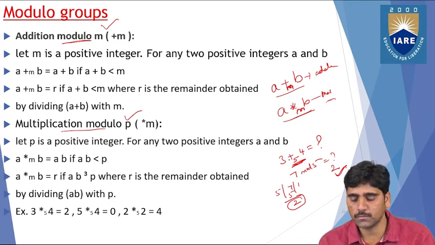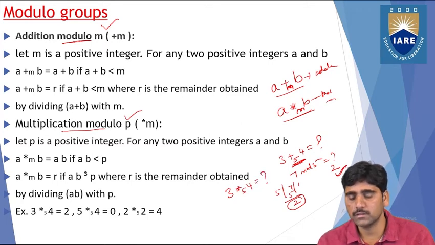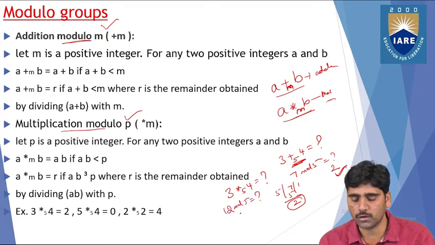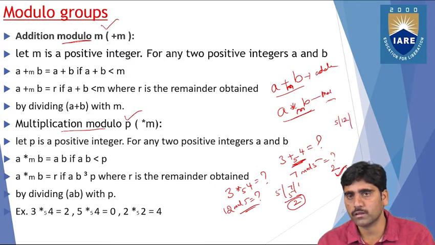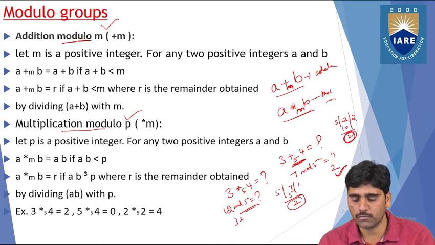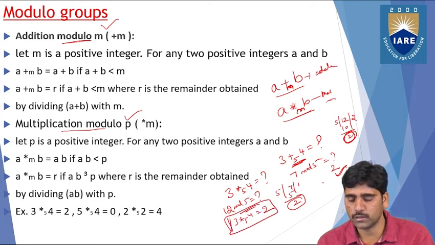And for the multiplication modulo, suppose it is given as 3 star 4 modulo 5. Then 3 into 4 is 12. What is 12 modulo 5? You divide 12 by 5: 5 twos are 10 and the remainder is 2. So 3 star 4 with respect to 5 equals 2.